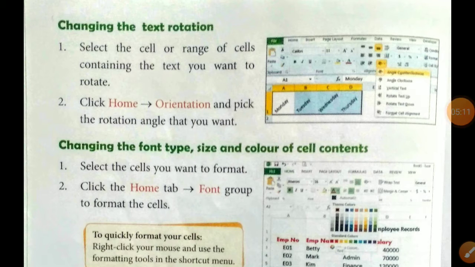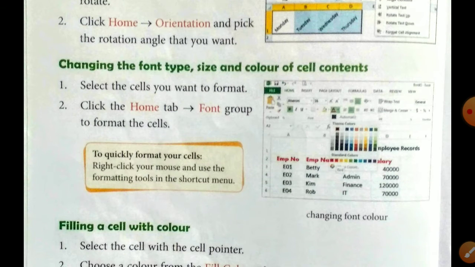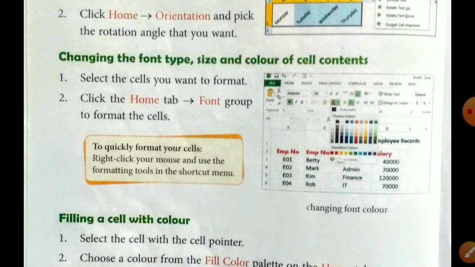Next is changing the text rotation. Number 1, select the cell or range of cells containing the text you want to rotate. Then click Home tab, then Orientation and pick the rotation angle that you want. Next, changing the font type, size and color of the contents. Select the cells you want to format, then click the Home tab, then go to the Font group to format the cell.